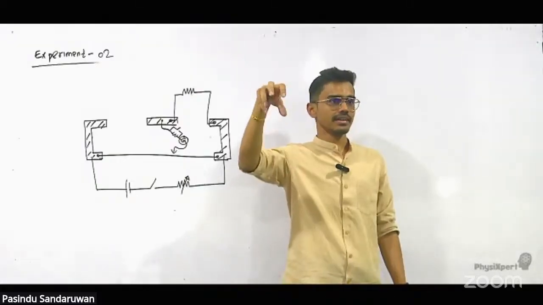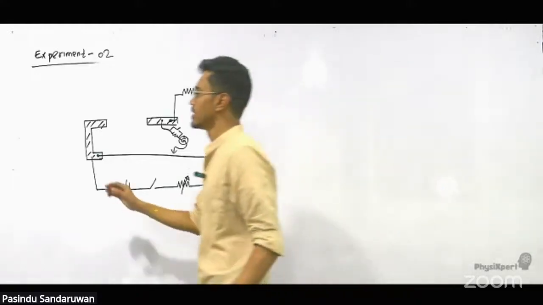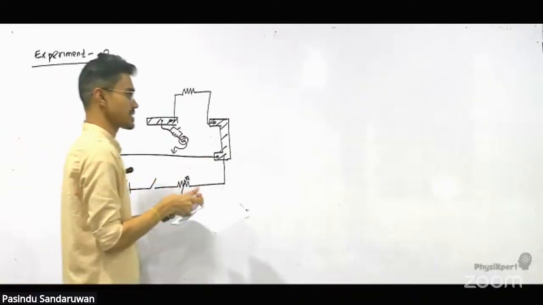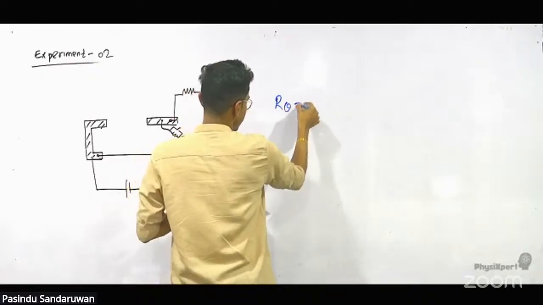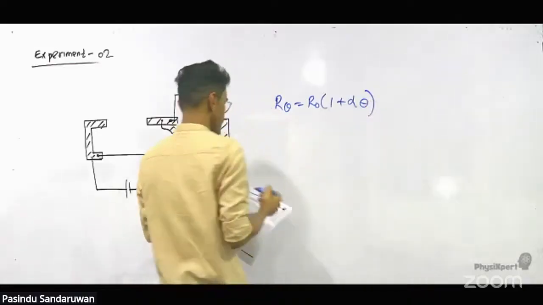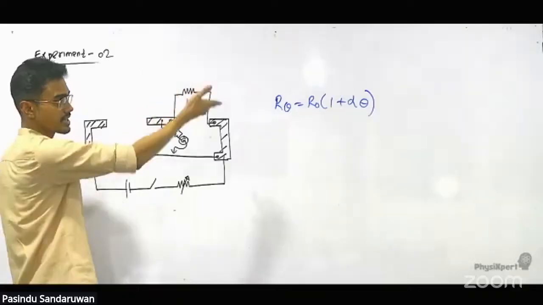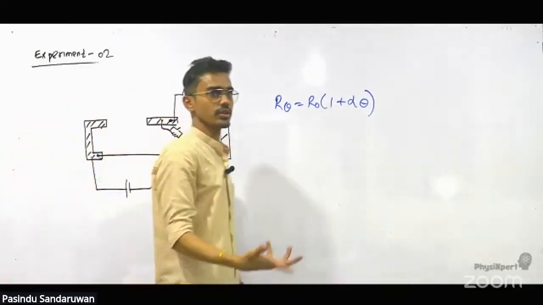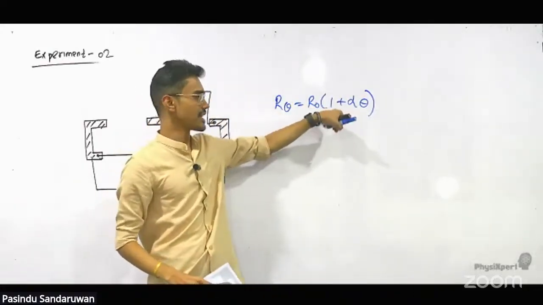R theta is the resistance at theta degrees Celsius. To change the resistance, we are using the copper wire here and increasing the temperature. R theta equals R naught (1 plus alpha theta). This is the only equation we have with alpha. For a conductor, R theta equals R naught (1 plus alpha theta). For a semiconductor, it is 1 minus alpha theta. For insulators, there is no equation.